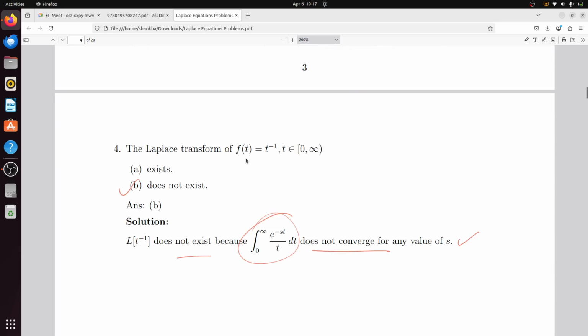Does the Laplace transformation of f(t) equal to 1 by t, t belonging to 0 to infinity, exist or not? The Laplace transformation of 1 by t does not exist, because this integral does not converge for any value of s. So that's why 1 by t does not have any Laplace transformation.